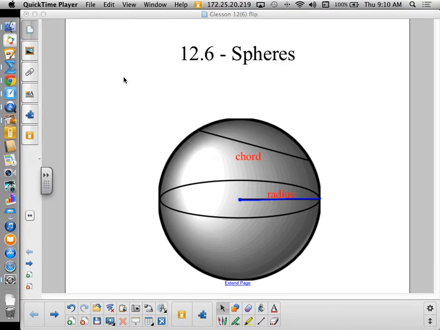Okay, today we're going to talk about spheres for our podcast. Spheres are pretty easy for us to work with, basically because for things like surface area, there generally isn't a base. It's just the sphere, just the outer surface.